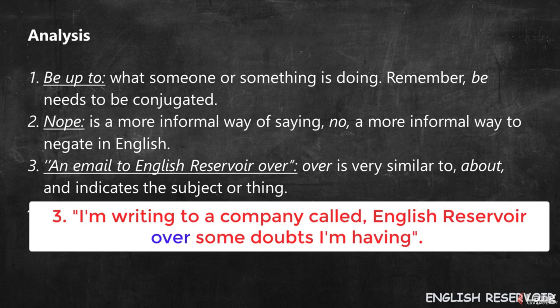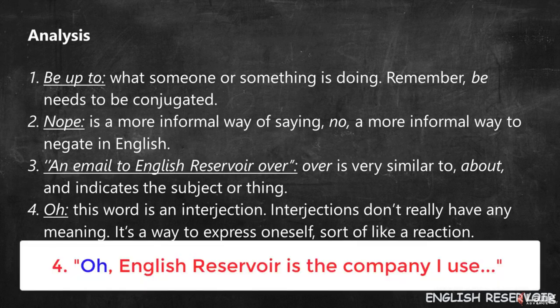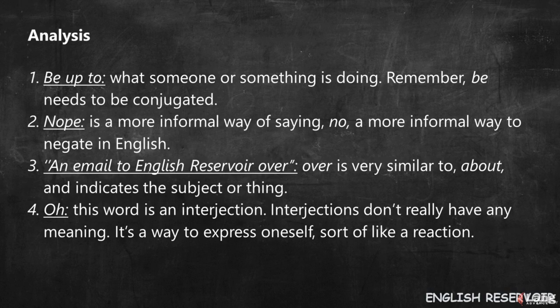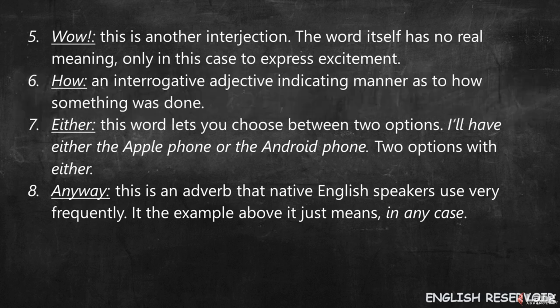3. An email to English Reservoir over. Over is very similar to about and indicates the subject or thing. 4. Oh. This word is an interjection. Interjections don't really have any meaning. It's a way to express oneself, sort of like a reaction. 5. Wow. This is another interjection. The word itself has no real meaning, only in this case to express excitement.